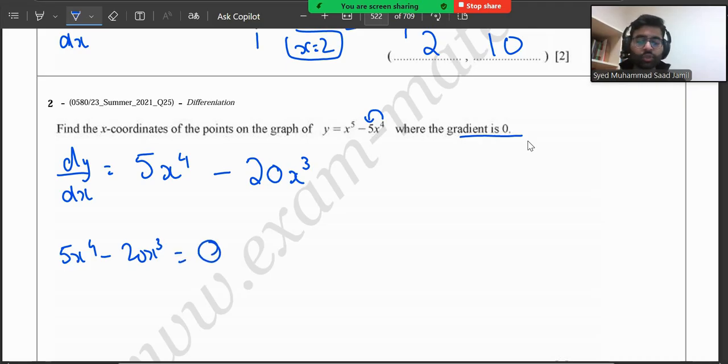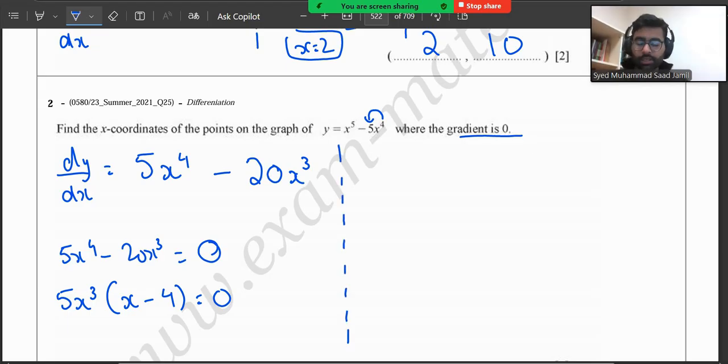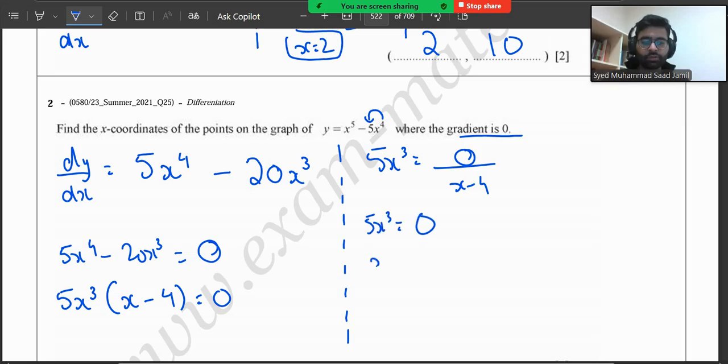Now what we can do, let's take common. 5x to the power of 3, if I take common, it means x minus 4 is equals to 0. So as we know, I'm trying to give you the best possible explanation so you guys understand the reasoning for everything. One way is to say 5x raised to power 3 is equals to 0 divided by x minus 4. 5x raised to power 3 is equals to 0. X raised to power 3 is 0 divided by 5. x raised to power 3 is 0. Eventually x is also 0 because the cube root of 0 is 0.